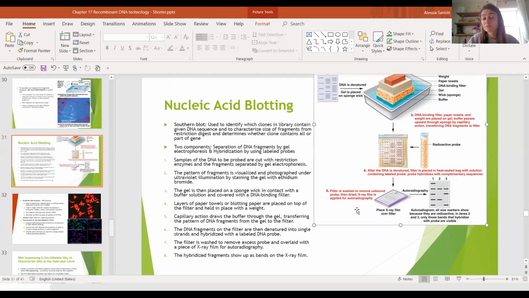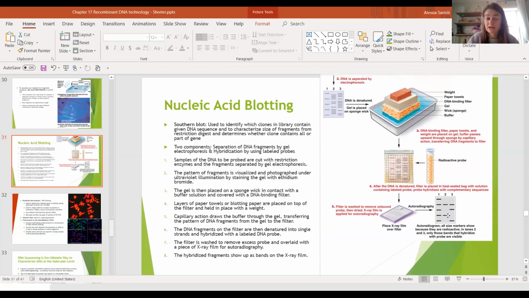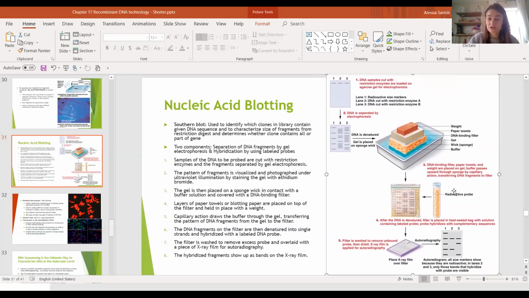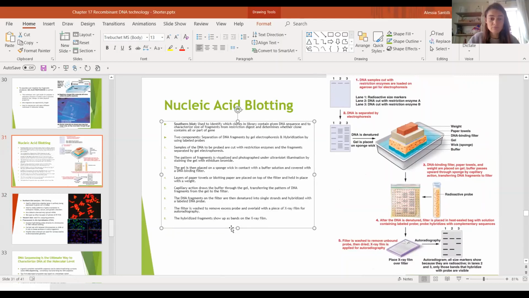When dry, the X-ray film is applied for autoradiography, and then you can start seeing any DNA that was specific to your probe will show up. So out of all of these fragments at the top, only these few fragments will actually be visible because they have been hybridized to the probe, and that means that that is your target DNA. Then you can go back to your gel and isolate your DNA. The hybridized fragments show up as bands on the X-ray film.